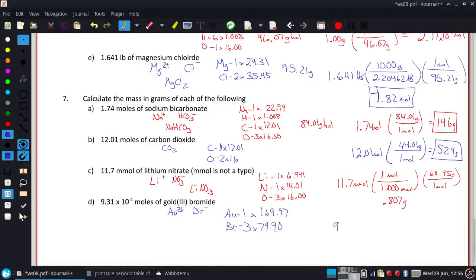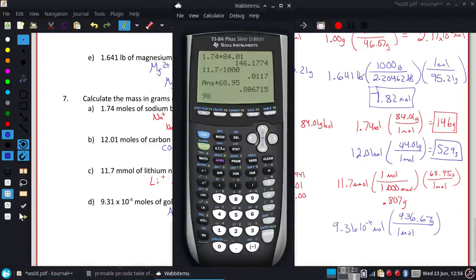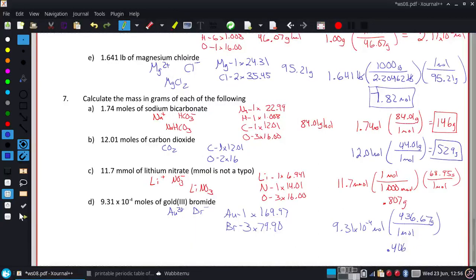And so we will take this 9.31 times 10 to the negative 4th moles, and we're just going to have to multiply it by the molecular weight of the gold 3 bromide, which happens to be 436.67 grams. 9.31 times 10 to the negative 4th times 436.67, and we get that that's a mere 0.406 grams.